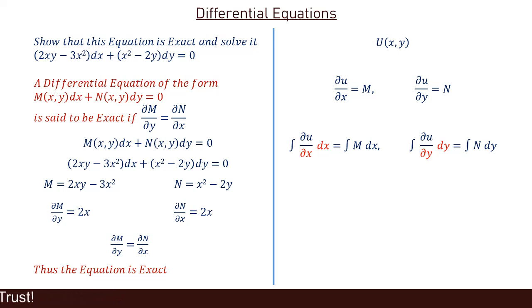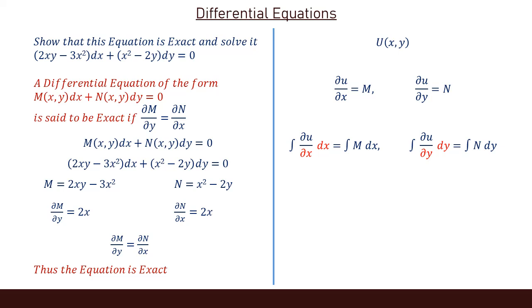Now let's go. In this place where we have the integral of partial u partial x dx, the dx and partial x cancel, right? We're going to have the integral of partial u is equal to the integral of m dx. Now the same thing happens to the other side. We're going to have the integral of partial derivative of u is equal to the integral of n dy. I don't know if you are getting what we are trying to say here.